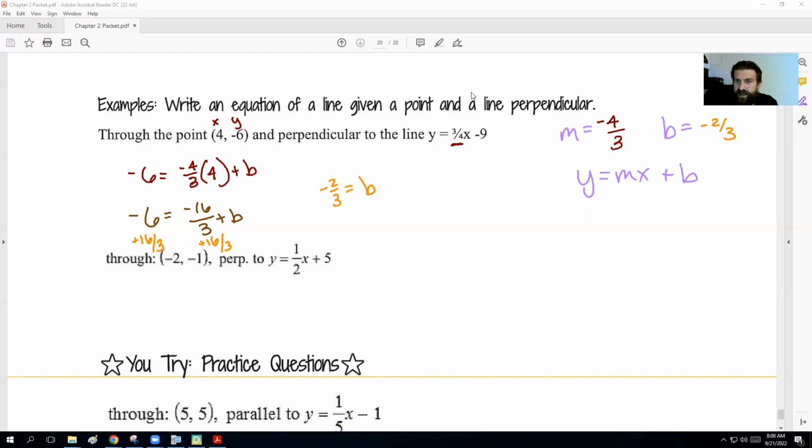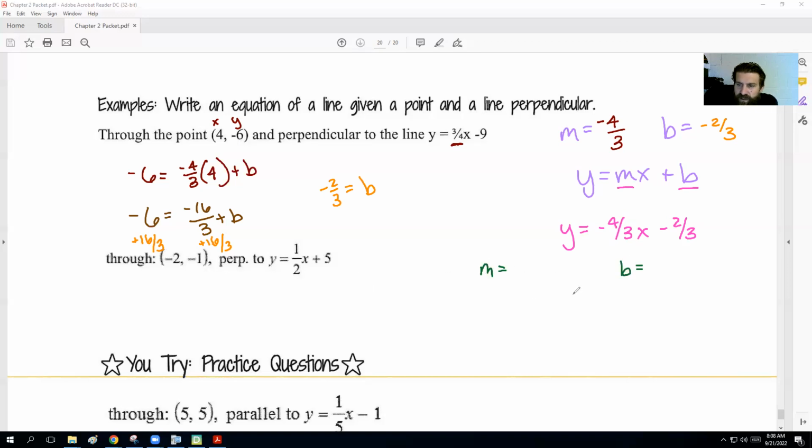All right, so we're going to take our two answers and plug them in. So we get y equals negative 4/3 x minus 2/3, or plus negative 2/3. If you want to try that one on your own, you can. Or if you want, we'll go through this one here.